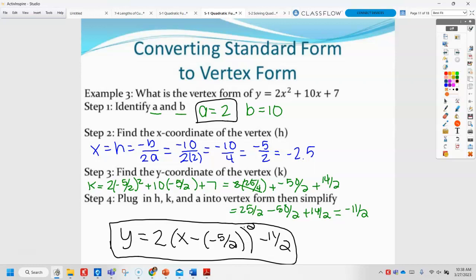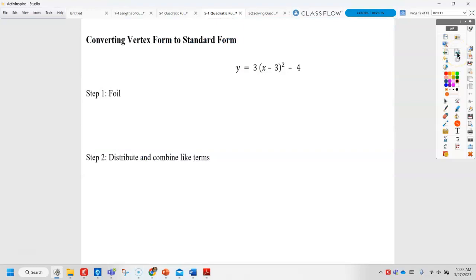The easier of the two is changing vertex to standard. So that's what we're going to do on the back. How do you convert vertex form to standard form? Converting vertex to standard, we're going to follow our order of operations, which means we're going to start with FOIL. So that becomes y equals 3 times x minus 3, x minus 3, minus 4.